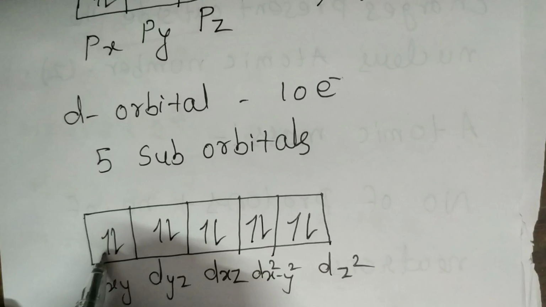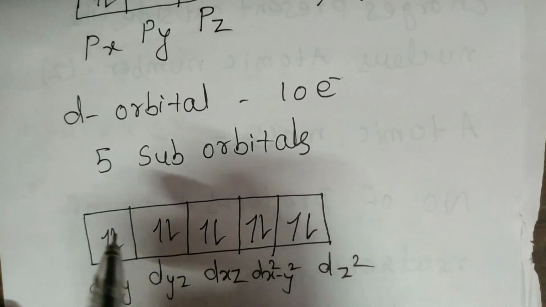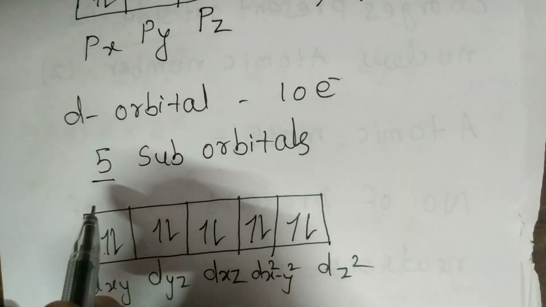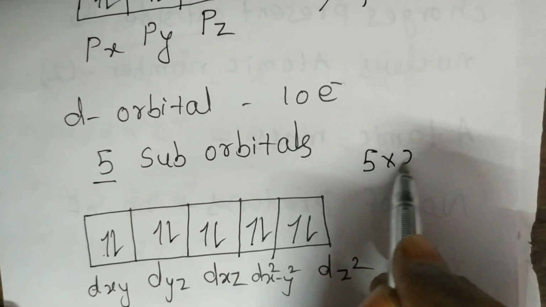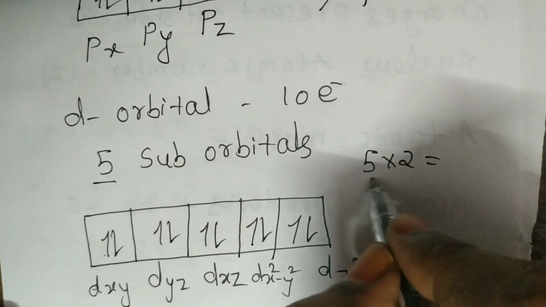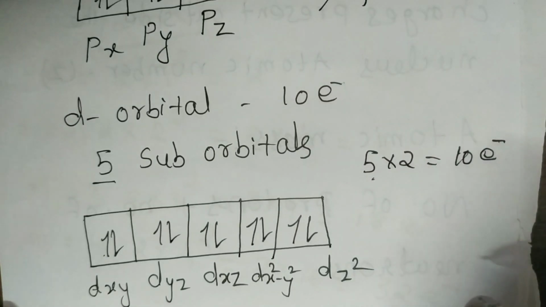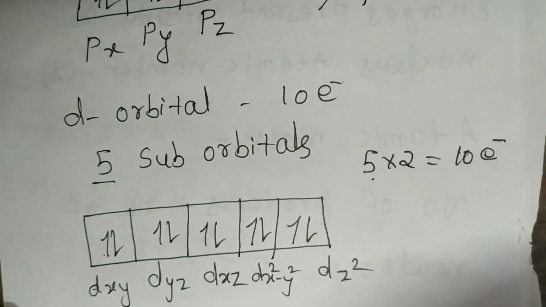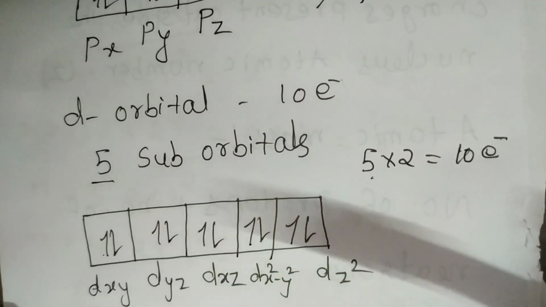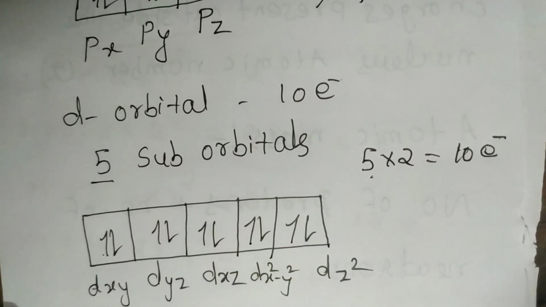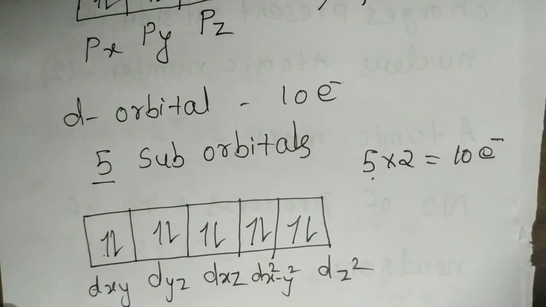So here the total number of electrons is 10, and 5 suborbitals are there. Each suborbital fills with 2 electrons. So 5 twos are 10 electrons. I hope everyone understood about these shells, subshells and orbitals. In the next video, I will show you how to write the electronic configuration. Thank you all.